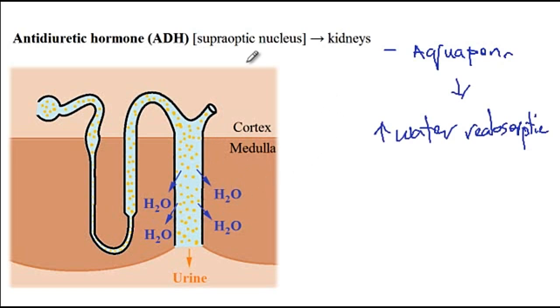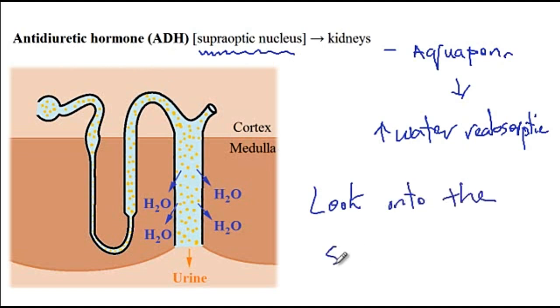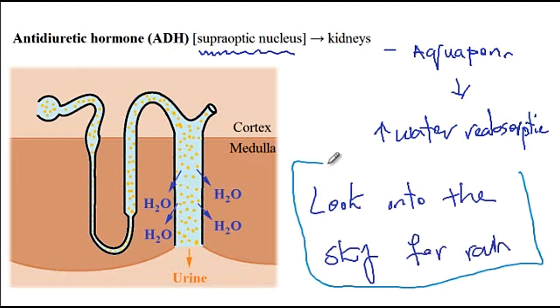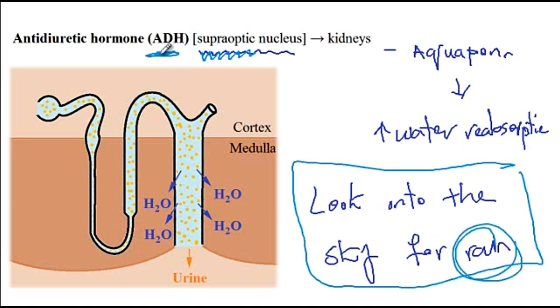And so one memory aid that I have for you to remember that the supraoptic nucleus is producing the antidiuretic hormone is that you look into the sky for rain. So look into the sky, you're looking above your head. That should remind you of the supraoptic above your head. And then rain should make you think of the antidiuretic hormone.